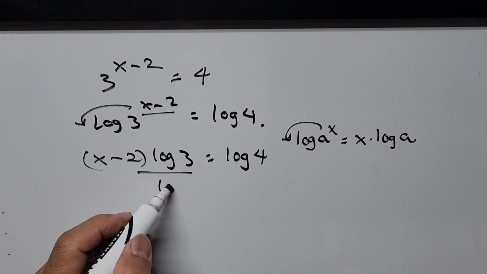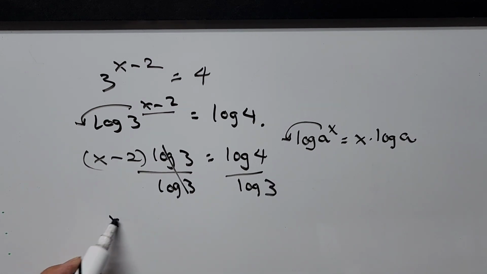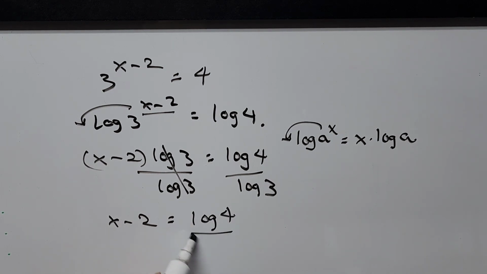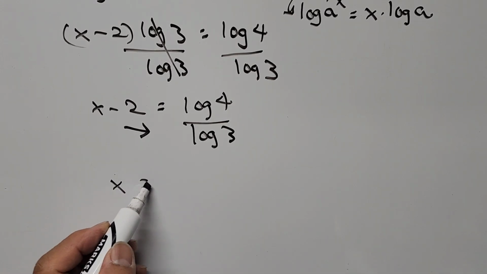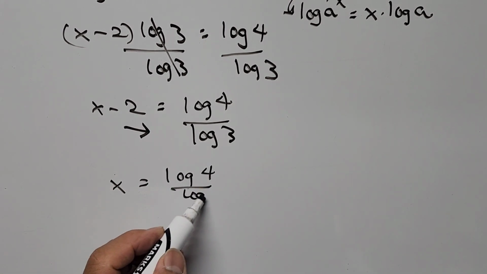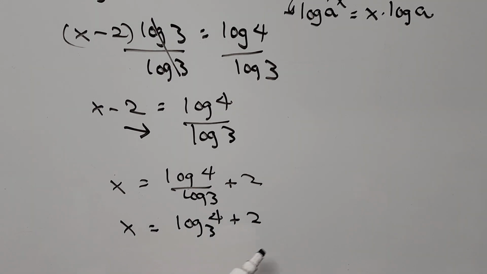Dividing both sides by logarithm of 3, this one cancels, so we have x minus 2 equals logarithm of 4 divided by logarithm of 3. And putting negative 2 to the right hand side, we have x is equal to logarithm of 4 divided by logarithm of 3 plus 2. Or this can be written the same way also as x is equal to logarithm of 4 base 3 plus 2. That's the value of x.